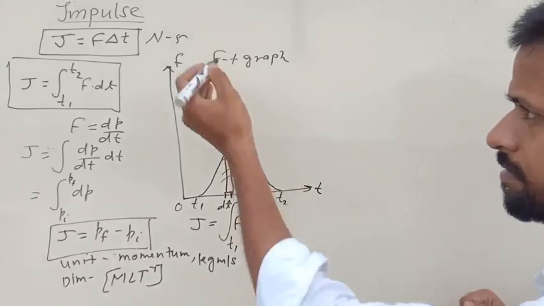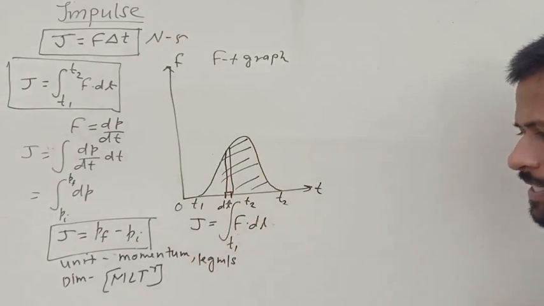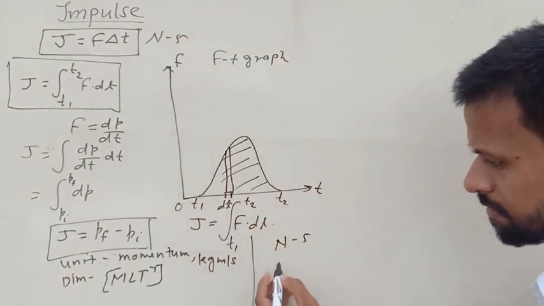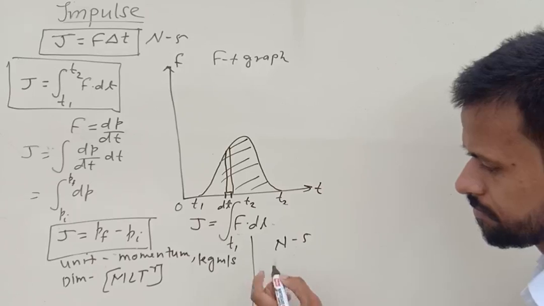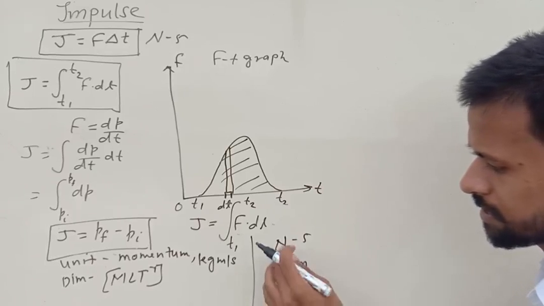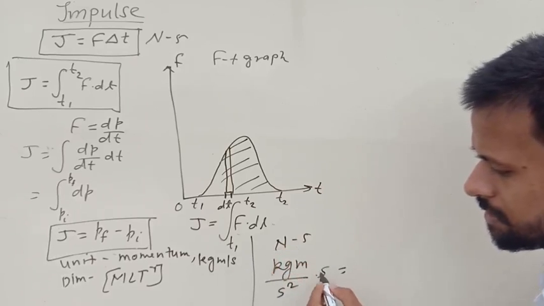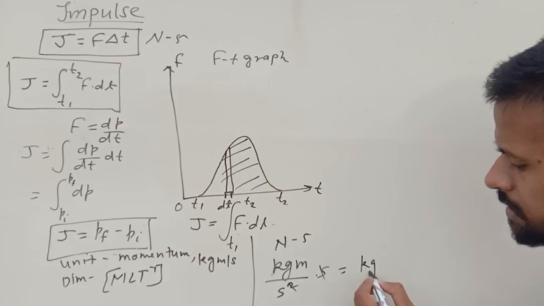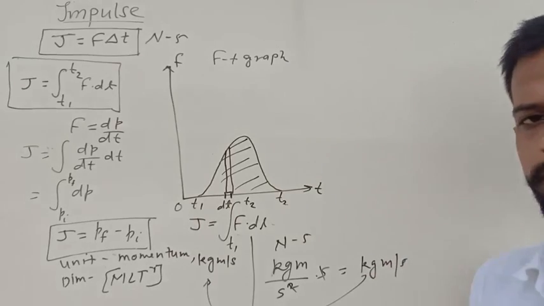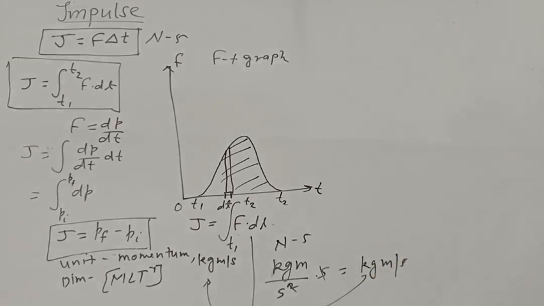So how Newton second is kilogram meter per second, we can illustrate here. Newton second, Newton means kilogram meter per second square. This is Newton basically, and this is second. Then this is kilogram meter per second, and this is the same as the momentum. So this is the impulse.